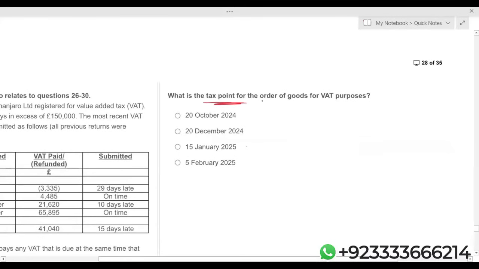What is the tax point for the order of goods for VAT purposes? Tax point. Let's see.